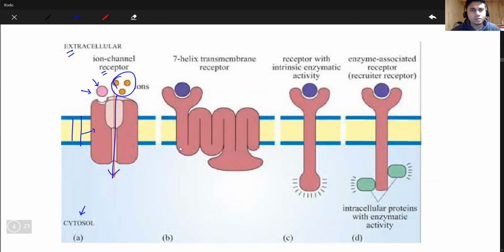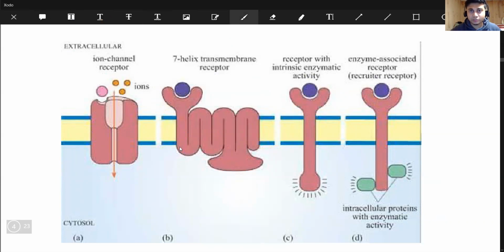Next, you see the 7-helix transmembrane receptor, or 7-pass receptor. This receptor is also called the serpentine receptor because it looks like a snake, right? And these receptors, as you can see, all have an extracellular domain and an intracellular domain, and they pass through the cell membrane 7 times. Most of the G protein coupled receptors that we discuss are the 7-pass or 7-segment receptors.